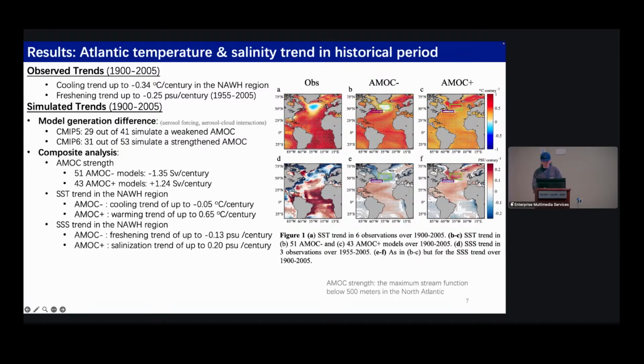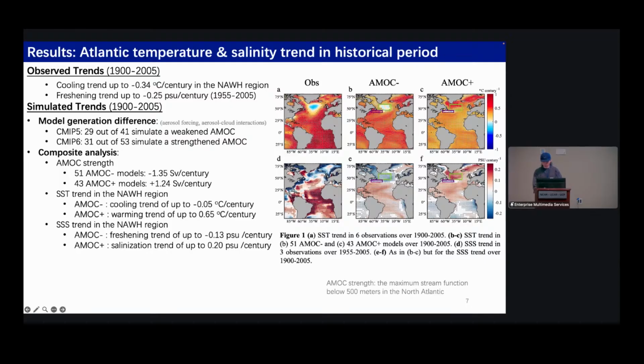For climate models, we found there is a model generation difference. Most of the CMIP5 models simulate a weakened AMOC, but most of the CMIP6 models simulate a strengthened AMOC. Based on previous studies, it could result from the model generation difference of the aerosol forcing and aerosol-cloud interactions, etc. We further divide all the CMIP models into 2 groups, the AMOC weakening group and the AMOC strengthening group.